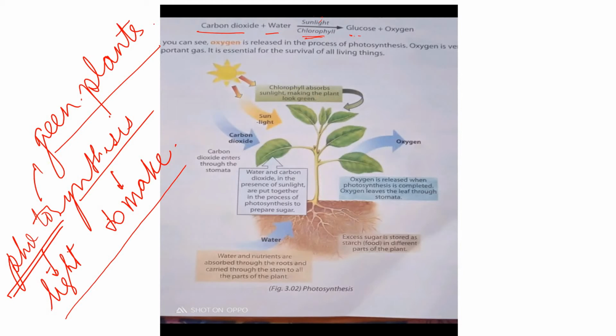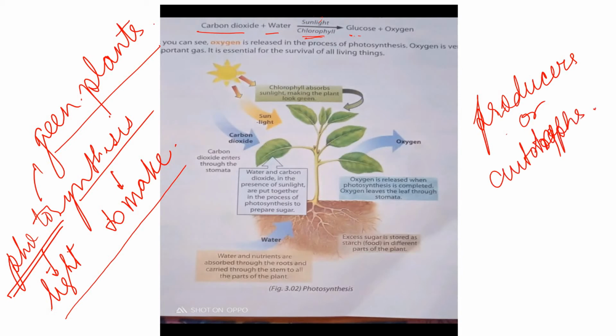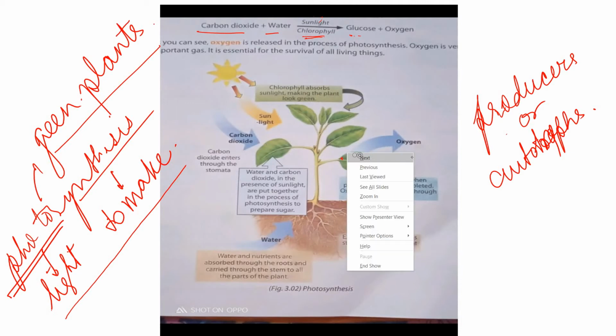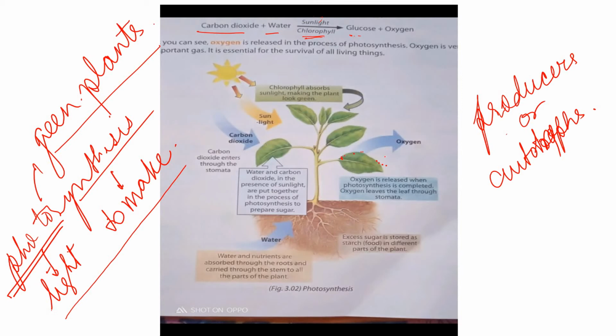Obviously, they are the green plants, so they are preparing food, so they are producing something, right? So that's why they are called producers or autotrophs. Okay, photosynthesis takes place in all the green parts of a plant. Wherever there will be greenery in the plant, photosynthesis will take place. Suppose you see that a big tree has the bark.